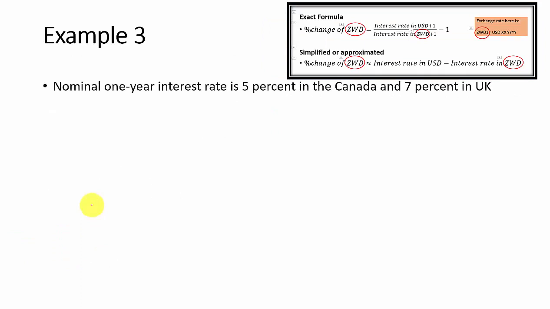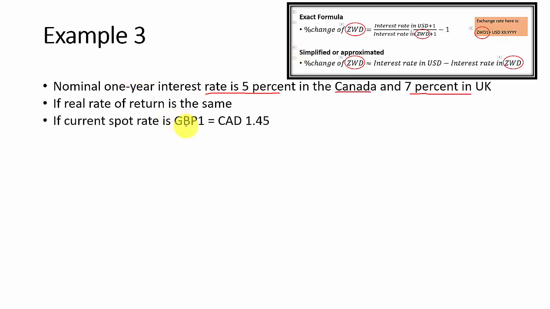The last one, okay? So in this case, we're working with two currencies different from US dollar. Assuming that the nominal interest rate is 5% in Canada and 7% in UK, also assume that the real rate of return is the same. Current spot rate is £1 equal to 1.45 Canadian dollar. So let's calculate the exchange rate 1 year from today. Okay.